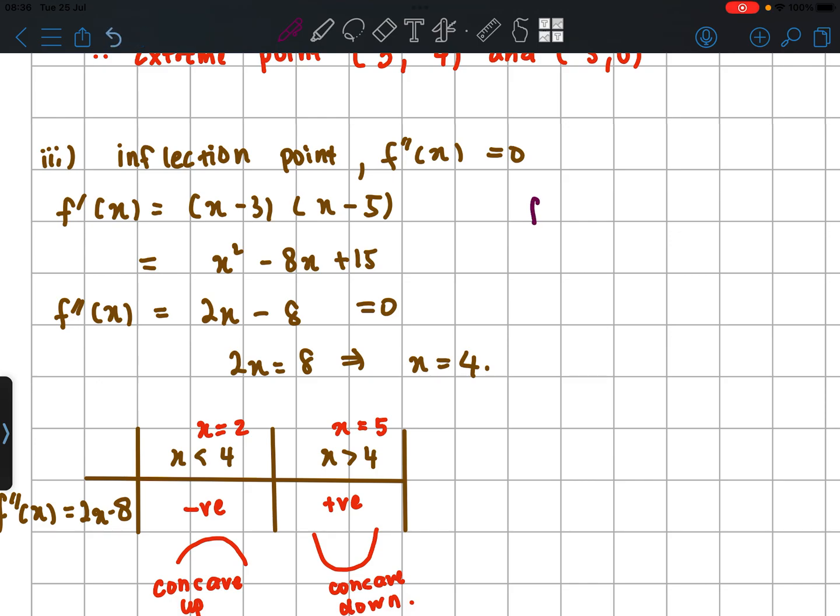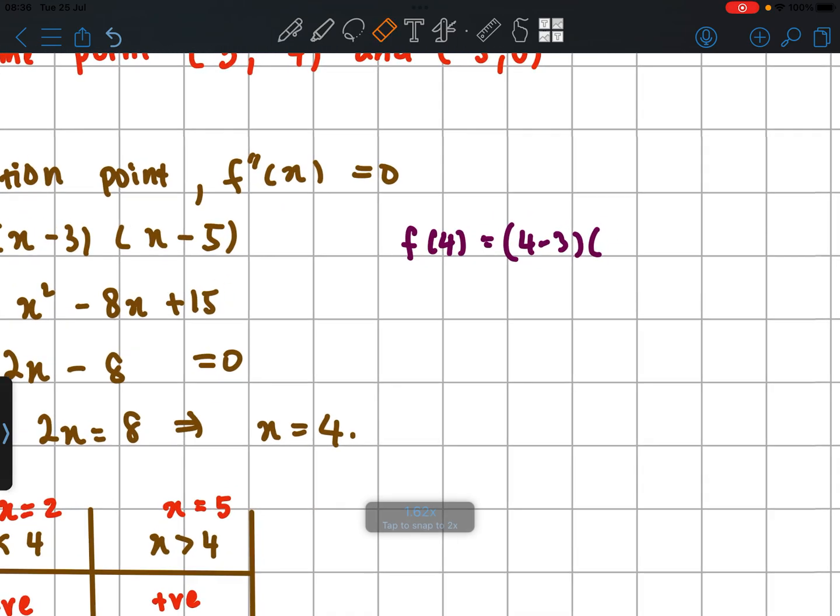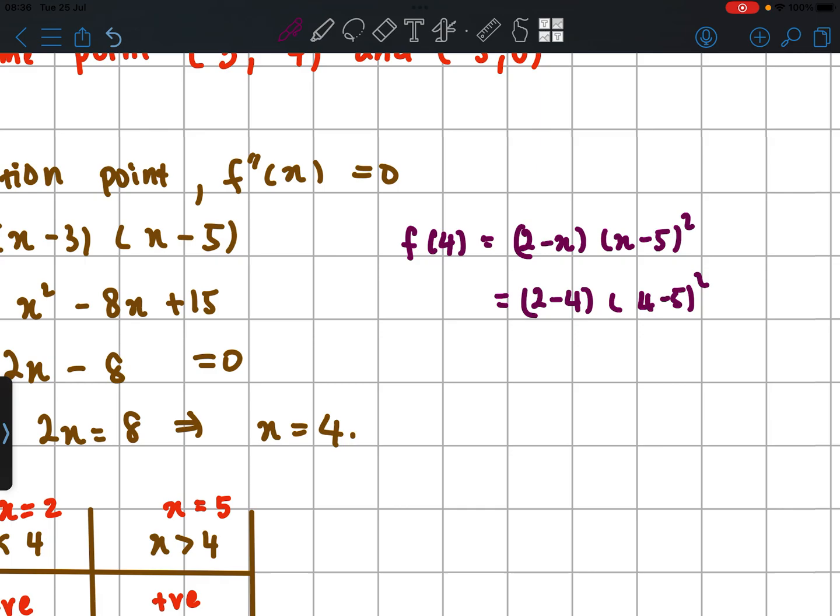So we just substitute into f at 4. We need to insert into the initial function, which is 2 minus x times x minus 5 squared. So we insert 4: 2 minus 4 times 4 minus 5 squared, so this is minus 2 times 1 squared, which is minus 2. So the inflection point is at 4, minus 2.